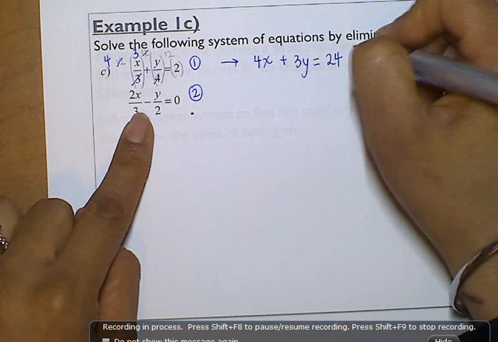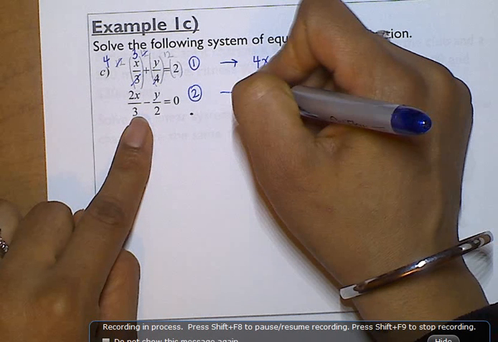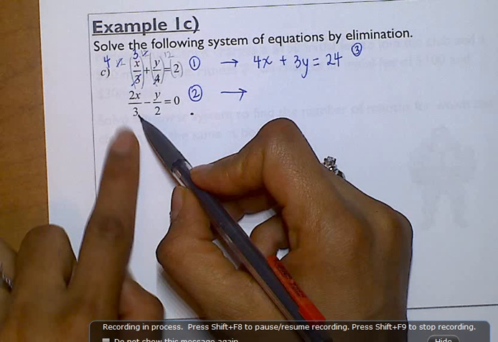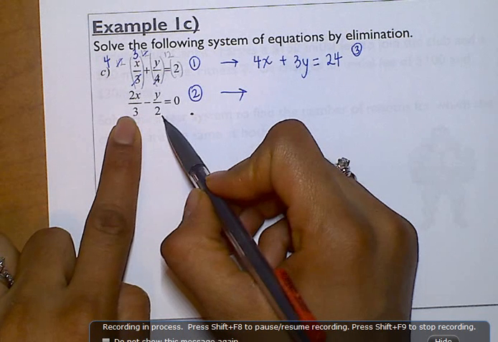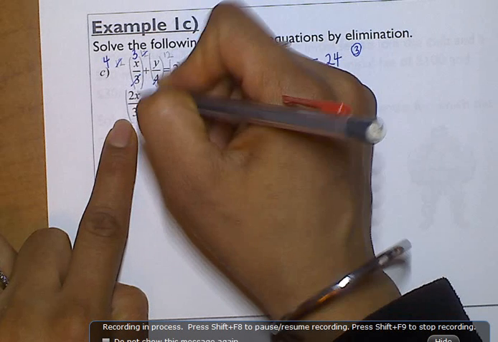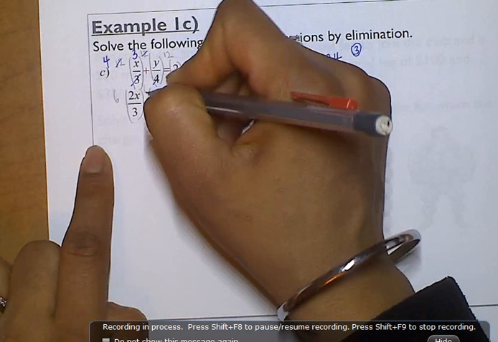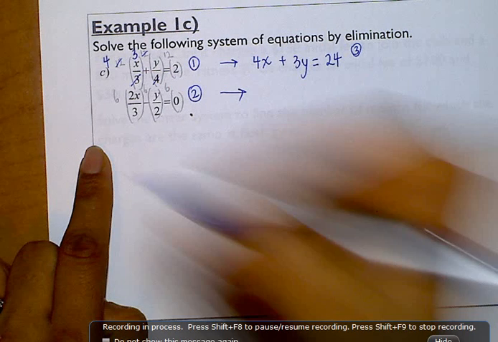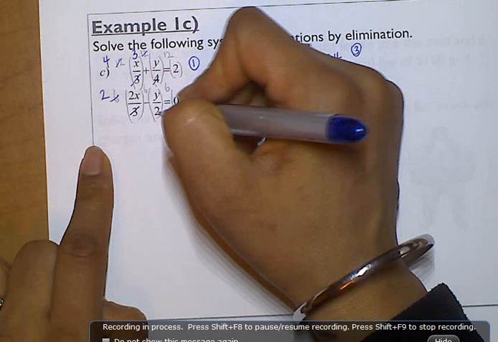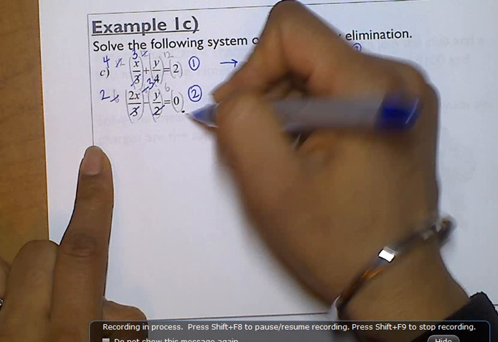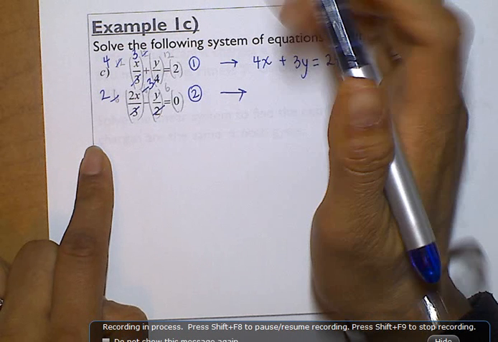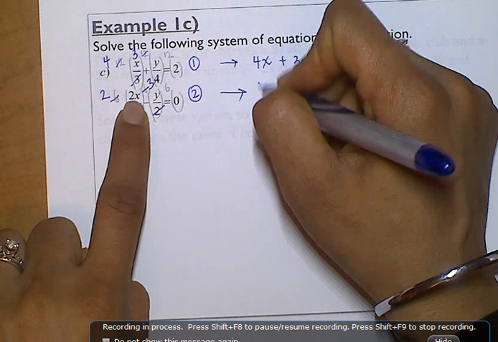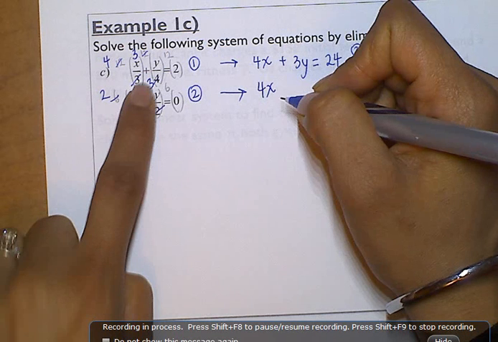So I'm going to rewrite this as 2 times 2x, that's 4x, minus 3 times y is 3y, and 6 times 0 is 0. So that's my fourth equation. So now I can go ahead and eliminate a variable. Here I can either eliminate x or eliminate y. The x's are lined up, y's are lined up, as well as the equal signs and numbers. The coefficient of the x is the same, the coefficient of the y is the same. So I have a choice of either eliminating x or y.